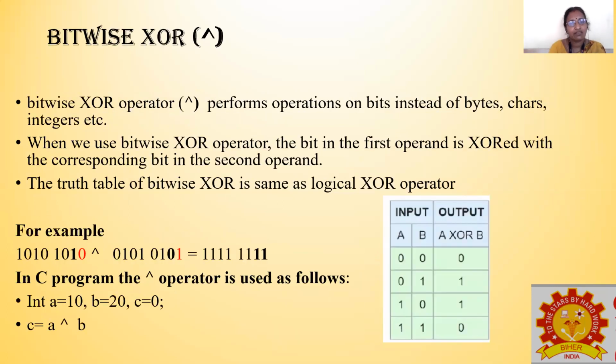Similarly, bitwise XOR: the inputs are A and B, and the output is A XOR B. If both A and B are 0, the output will be 0. If any one of the inputs is 1, the output will be 1.